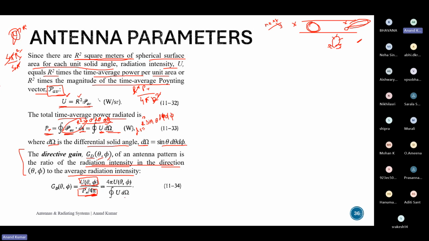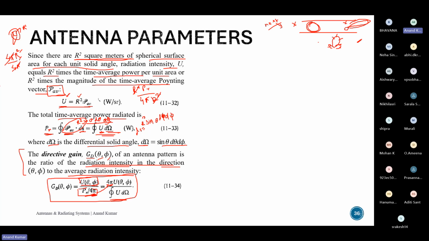You can also write this as the surface integral of U d omega, with P_R over here, and then 4 pi taken to the numerator. So this is the expression of directive gain. And now what the sentence says: the directive gain of an antenna pattern is the ratio of the radiation intensity in that direction to the average radiation intensity.